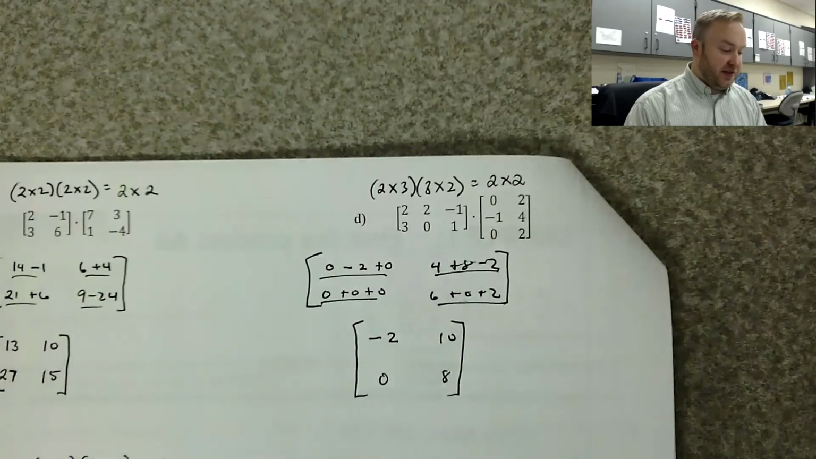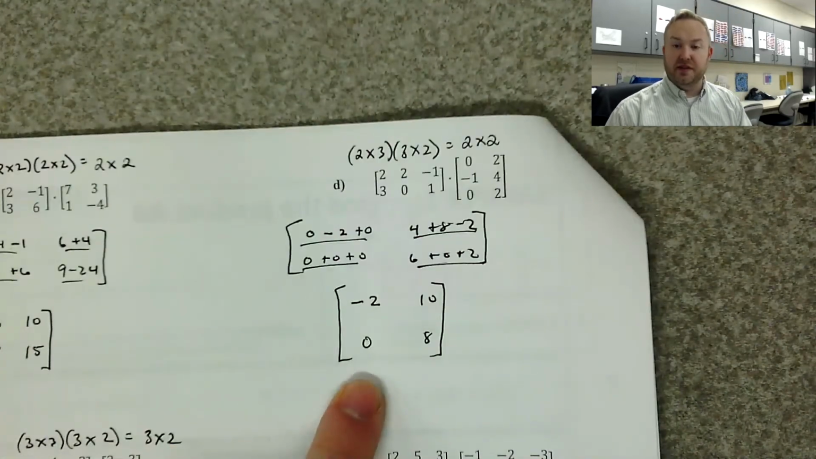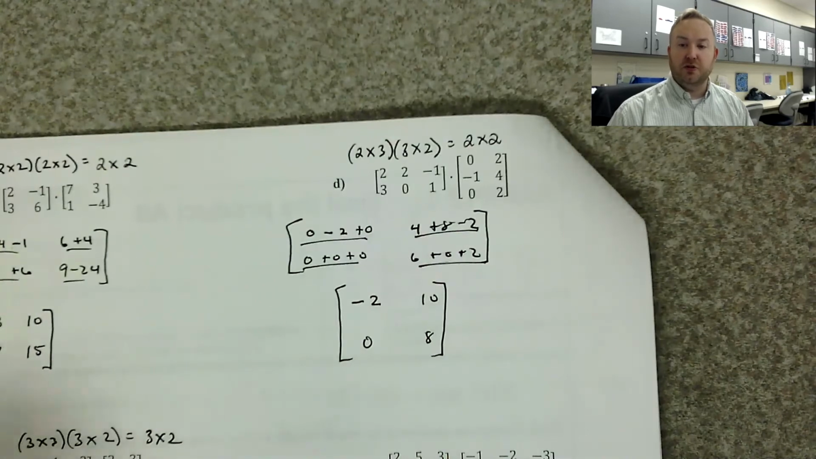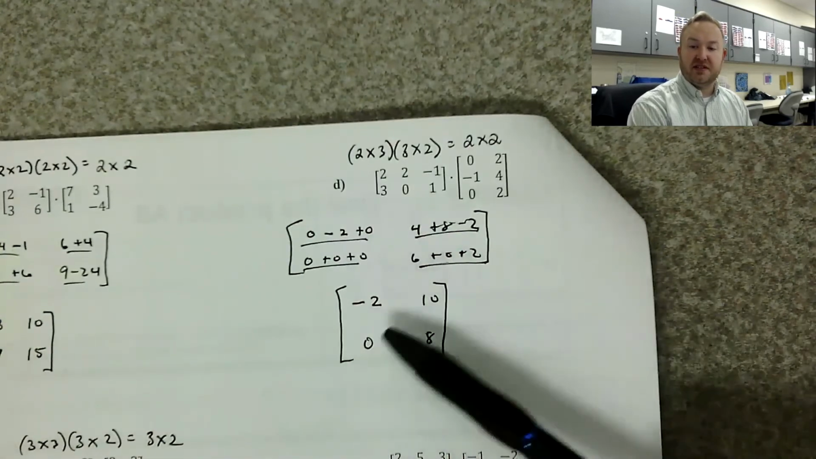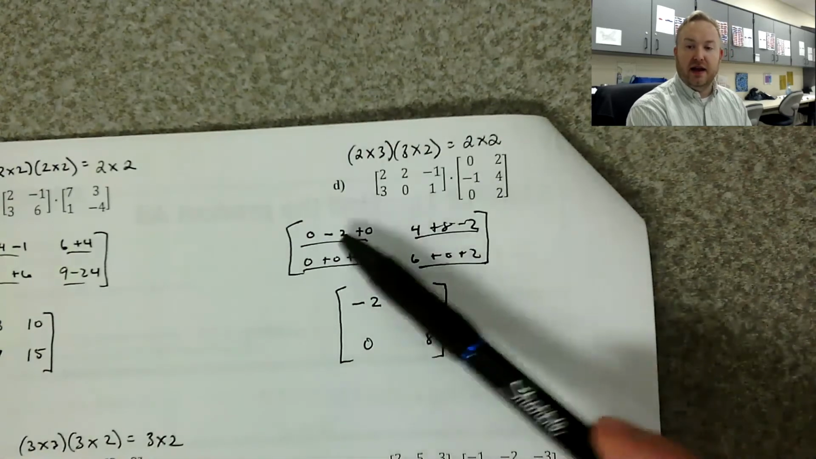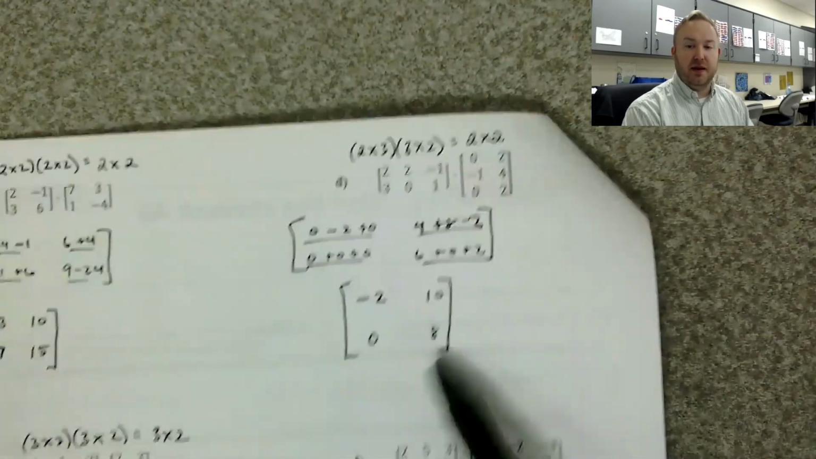Okay, you should be finished with example D, and your answer should be this matrix -2, 10, 0, 8. It's just a 2 by 2 matrix. If you missed that, I've kind of got my work shown here. Hopefully I didn't make any mistakes, and you can check and see where your mistake might be.